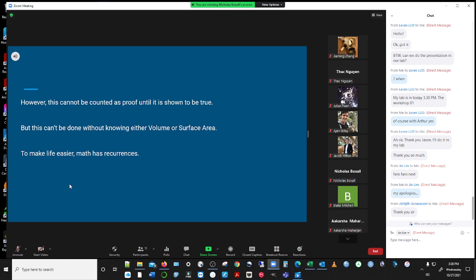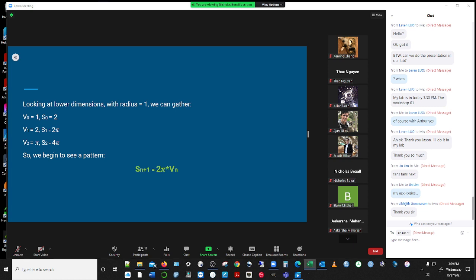While the formulas still show the relationship, they cannot be counted as proof until it's shown in higher dimensions. However, as the formulas showed, you cannot solve volume or surface area without the other. However, math as it is makes life easier with its recurrences. Looking at lower dimensions, with a radius of 1, we can gather these three sets of values for volume and surface area. Now we begin to see a pattern or recurrence. This pattern is that surface area in n plus 1 dimensions is equal to 2 pi times that of the volume in the nth dimension.